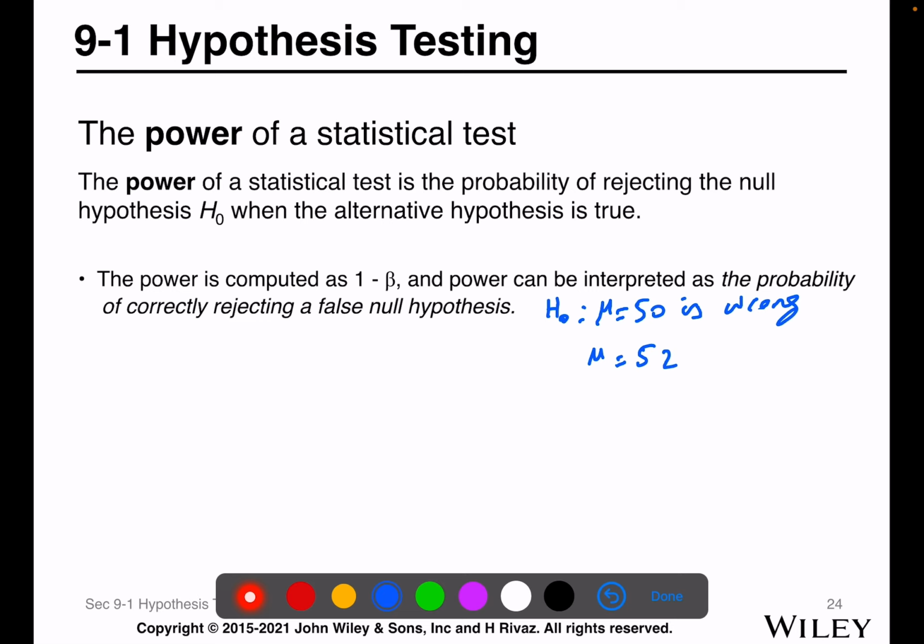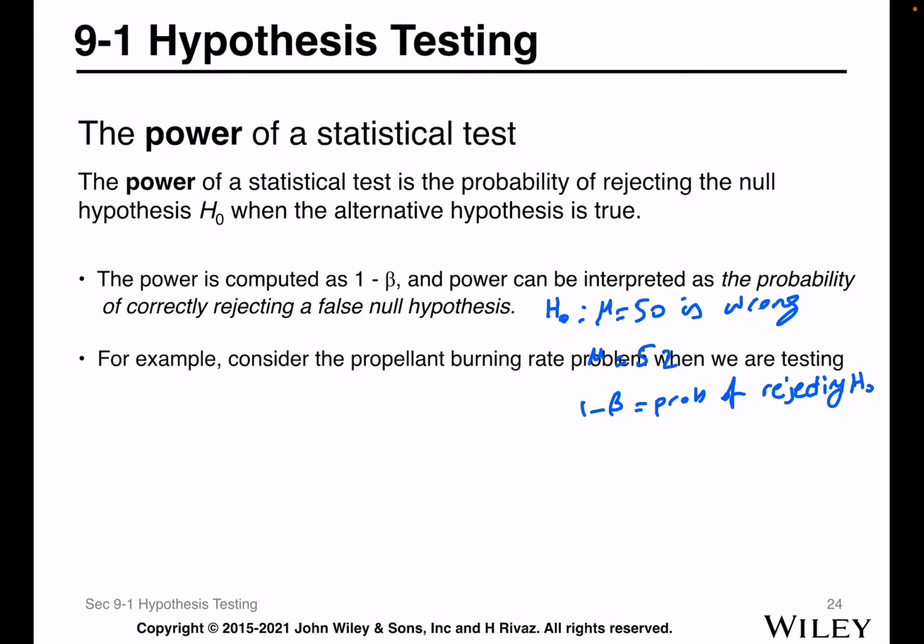And power, 1 minus beta, is the probability of rejecting H0. Power is the probability of rejecting H0 when H0 is actually wrong. Okay.